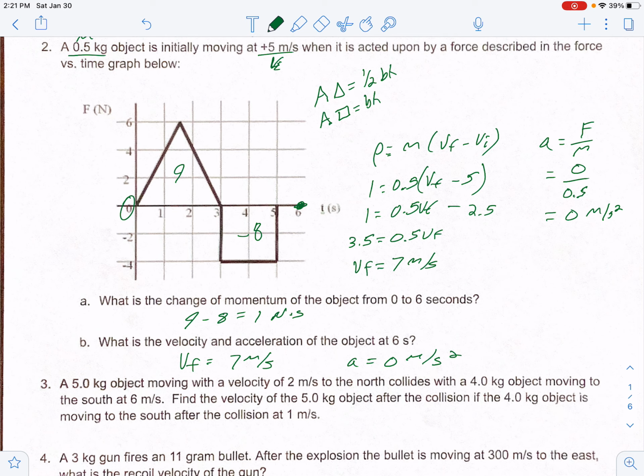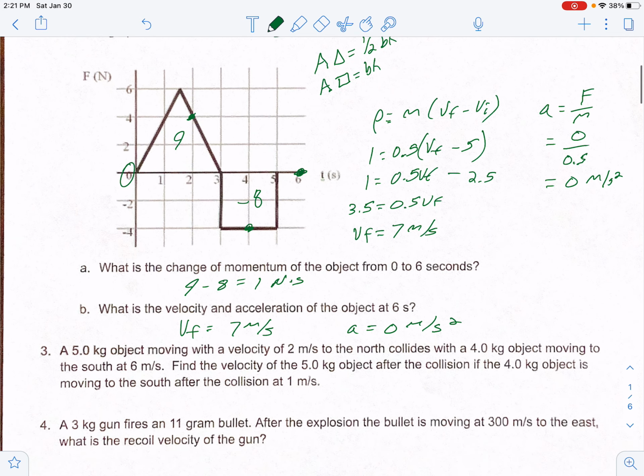If I were to ask you what was the acceleration at 1.5 seconds or 2 seconds, you would just use the force of 4 right there. Or if I asked you what was the acceleration at 4 seconds, you would use the force right here. Okay, so there's your graph. If you want more practice on the graph, you can go back to the other page.